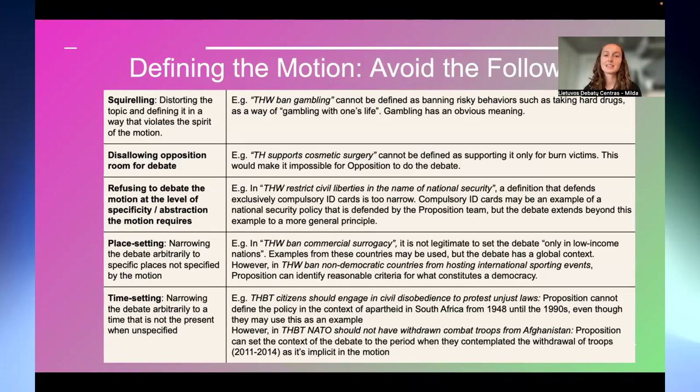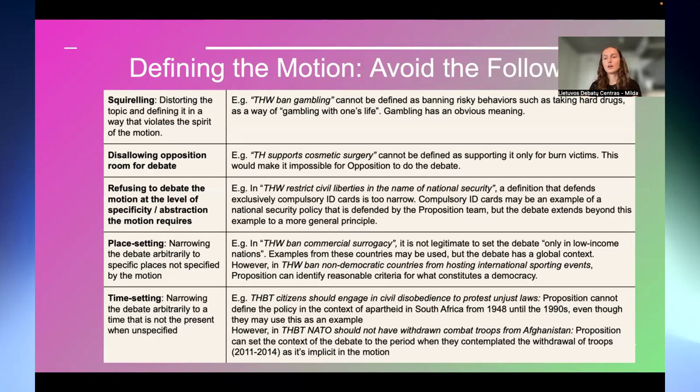So let's take the example of this house would ban gambling. When we see this motion, we intuitively kind of know or assume what it means. Of course, if you're a smarty pants, you might think to yourself, I will just define this motion as not actual gambling, but as like taking hard drugs, something risky, or gambling with one's life. Of course, that might help you win, but then the spirit of the motion and what we intuitively believe the motion is about is not really what you're debating.